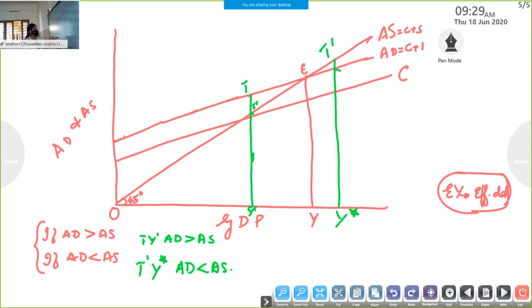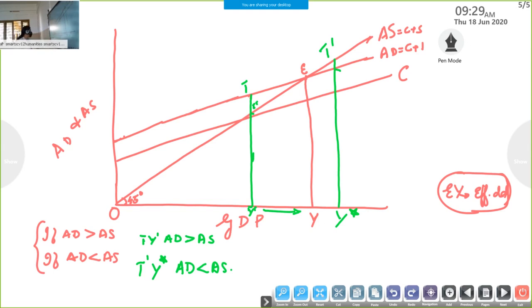Then how can this economy restore the equilibrium level of income? So here demand is more, the economy faces abnormal profit, and producers are ready to produce more. As a result, employment increases, output increases, and national income also increases. So this tends to raise the level of national income. This much you have to write.